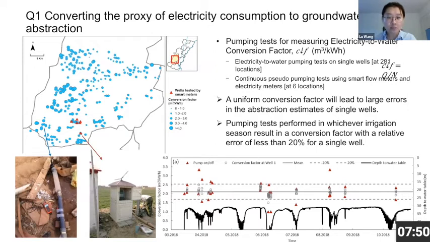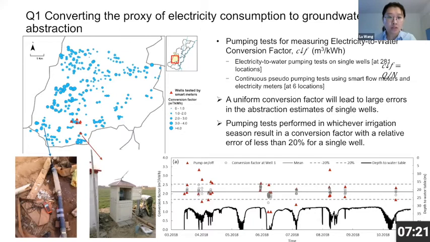Thus, pumping tests performed in whichever irrigation season result in a conversion with a relative error less than 20% for a single well. The figure on the top, the blue dots, shows that the spread of the conversion factor among single wells is quite large. If using a uniform conversion factor to estimate single well abstraction, the error can be more than 50%.